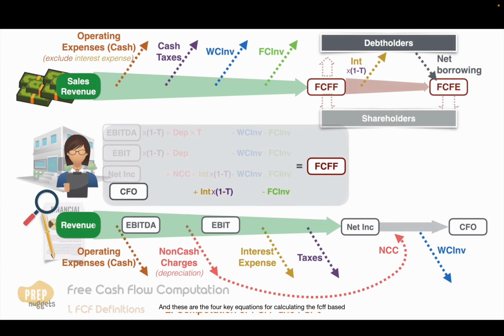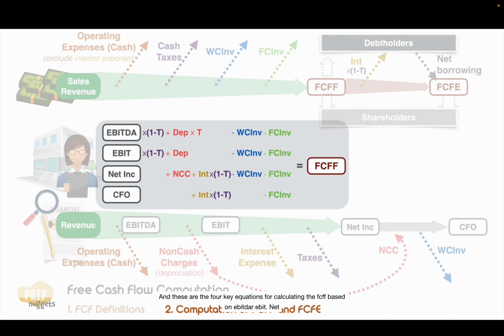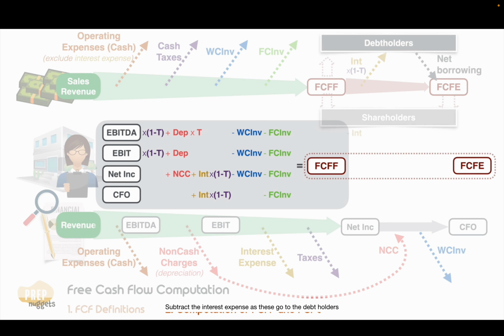And these are the four key equations for calculating the FCFF based on EBITDA, EBIT, net income, and CFO. Deriving the corresponding FCFE equations is simple, as we can follow through from FCFF. Subtract the interest expense as these go to the debt holders, plus the net borrowing from the debt holders, which is defined as all new debt issuance minus all debt repayments for the period.